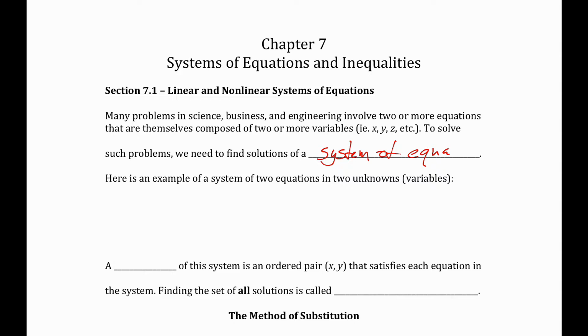So an example of what that might look like would be like this. We're going to open up a curly bracket, and maybe you're going to have one equation that's 2x plus y equals 5, and another one that's 3x minus 2y equals 4. Now, that's the system, but we're going to try to solve that system.